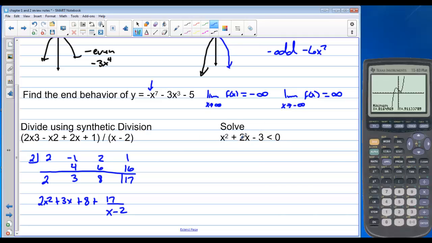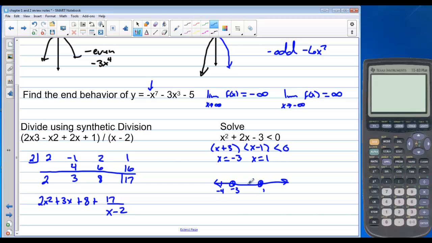On this problem, we're asked to solve this inequality. Let's factor. We have x plus 3 times x minus 1 is less than 0. And so the zeros are negative 3 and 1. So we can put this on a number line. We have negative 3 and 1. So those are the points we're looking at. And they actually have to be open dots because we don't want to include what makes this equal to 0.